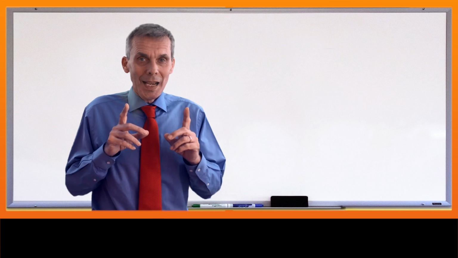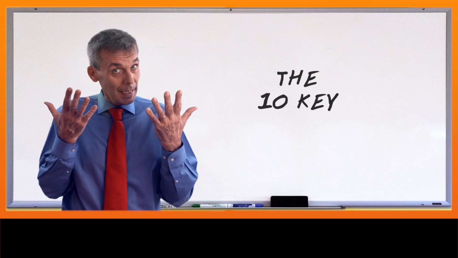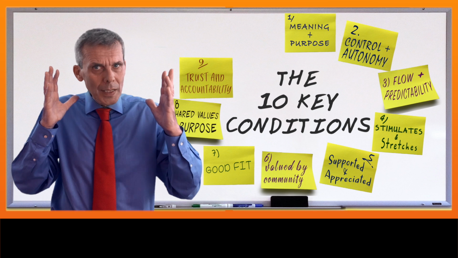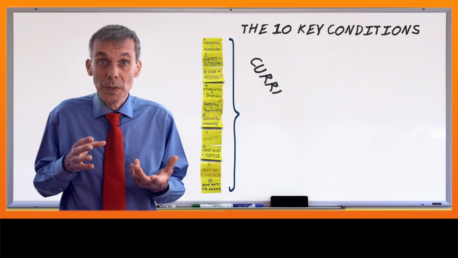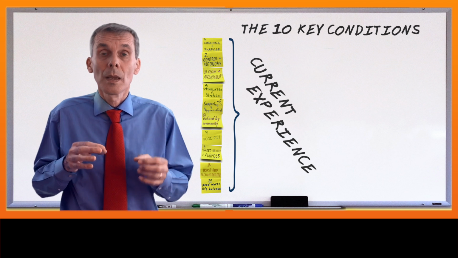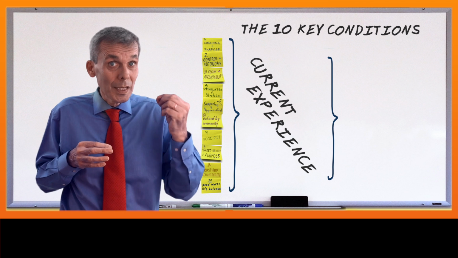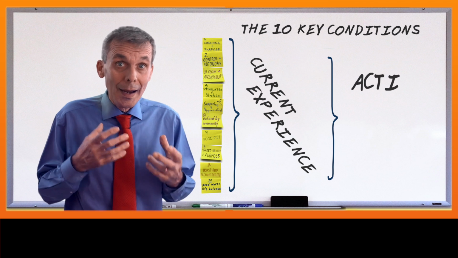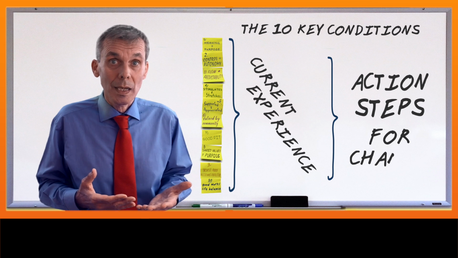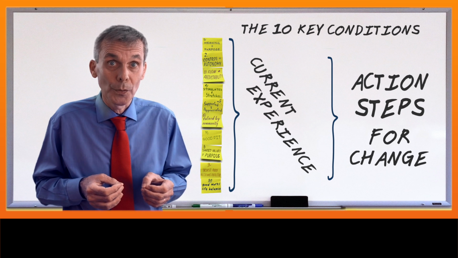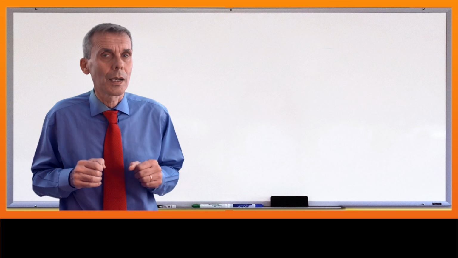So, as a first step, get together with your team and for each of the 10 key conditions, do a little brainstorming and make a list of how people are currently experiencing their work environment. Then, as a next step, against each item on your list, write down specific actions that, if taken, would allow your people to experience that condition as positively as possible. Now let's take a look at what those first two steps might look like.